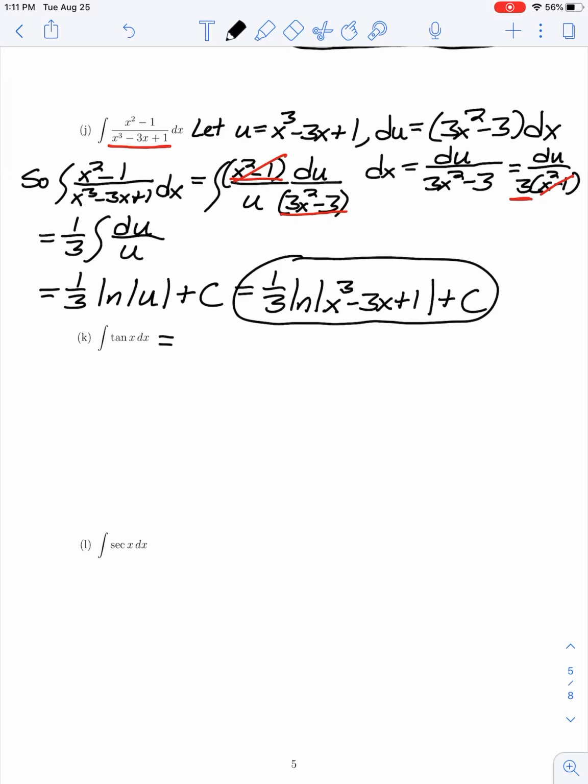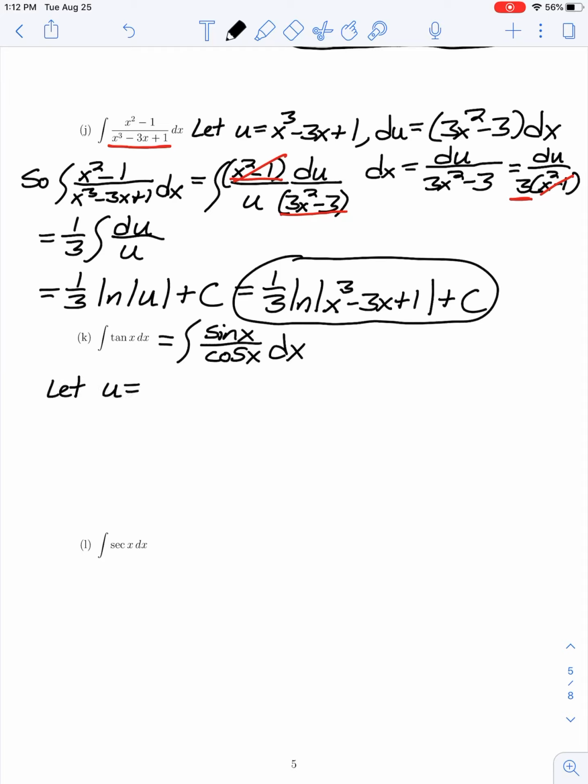We are comfortable with working with the sine or cosine functions. So rewriting tangent x in terms of sine and cosine, well, tangent x is the same as sine of x over cosine of x. Rewriting it in this way, we now recognize this as the integral of a quotient of two functions, and that might make us think of a substitution.